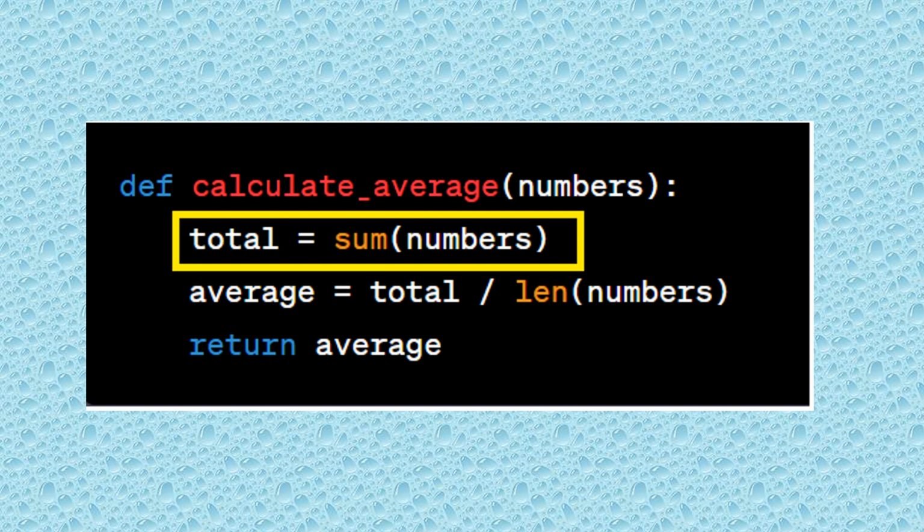You can pass an optional second argument to the sum function called start. This allows you to specify a starting value for the sum. By default, the starting value is 0. If the elements in your list are not numbers, the sum function may produce unexpected results or raise an error. So make sure your list contains only numbers when using sum for mathematical calculations.